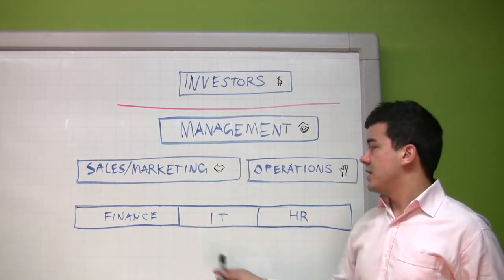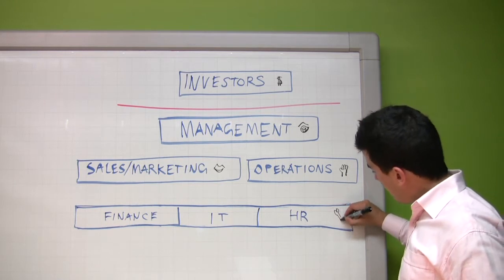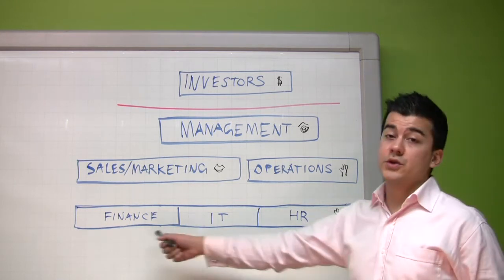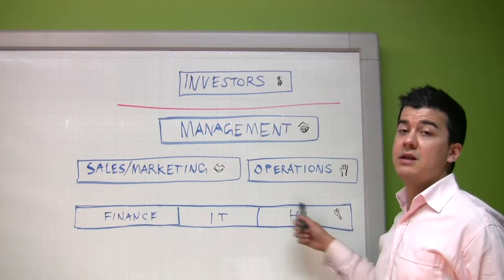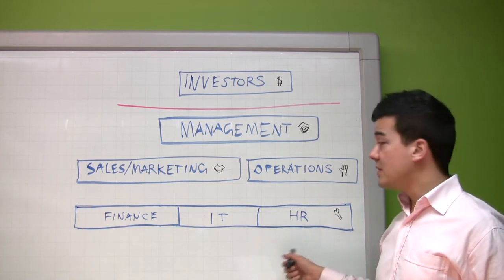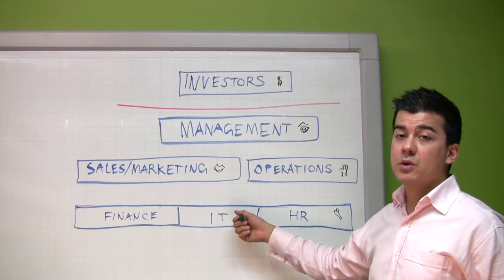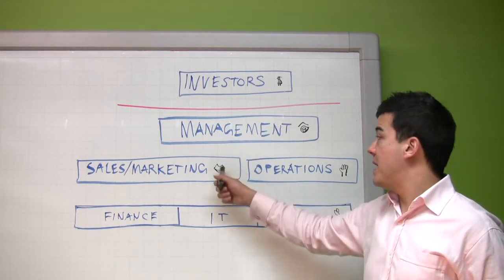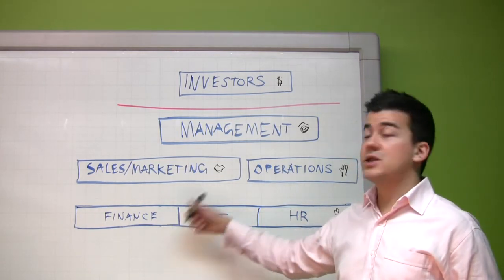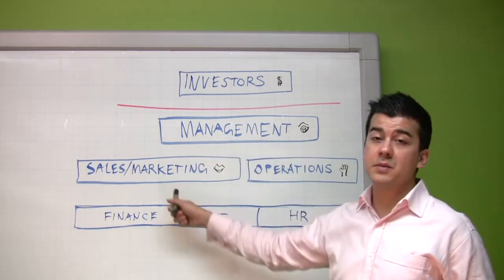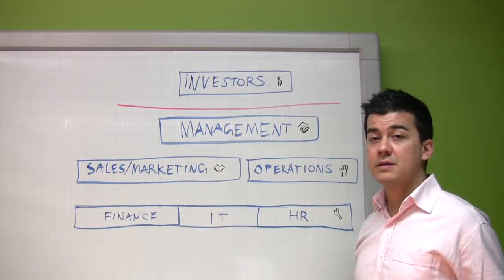Below those sit what I would call the tools of a business. You've got human resources, which handles anything employee related. IT, any technology, software, hardware that's required by management, sales, marketing, operations to do their job, as well as finance that manages the internal flow of money throughout the business. And that, in a nutshell, is the structure of a business.